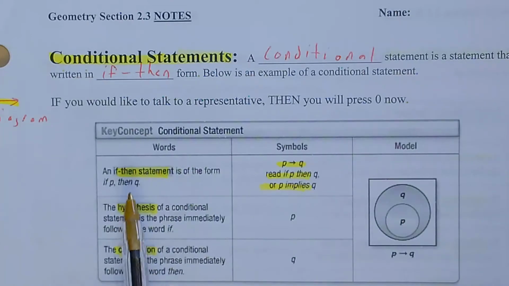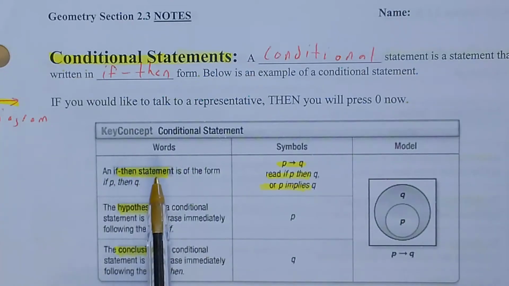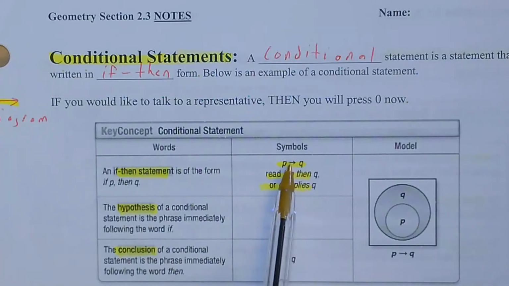So focus on the if-then, and then let's come down and talk about the parts of the if-then. If you have an if-then statement, there are two parts: a hypothesis and a conclusion. The hypothesis is in the front, and the conclusion is in the back. We're going to use the letters P and Q to represent the hypothesis and conclusion. So an if-then statement is P implies Q, or if P, then Q.